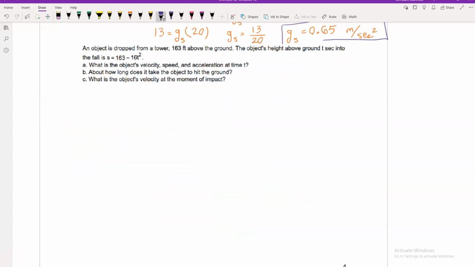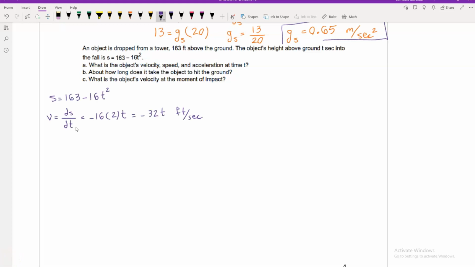An object is dropped from a tower 163 feet above the ground. The object's height above ground t seconds into the fall is s equal to 163 minus 16 t squared. Part A, what is the object's velocity, speed, and acceleration at time t? Part B, about how long does it take the object to hit the ground? Part C, what is the object's velocity at the moment of impact?